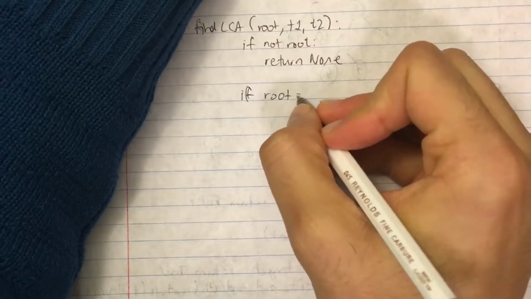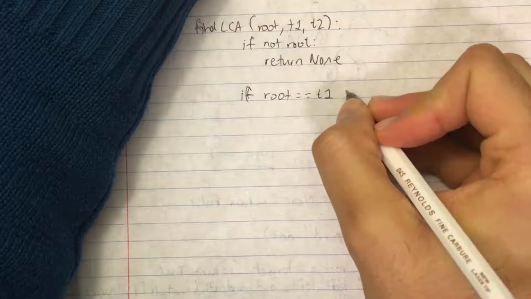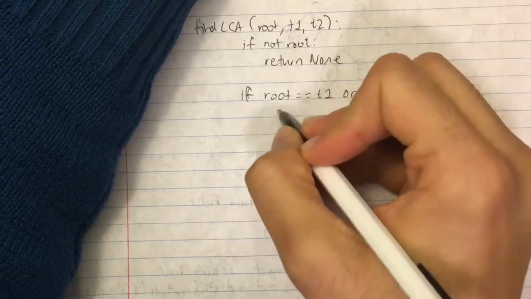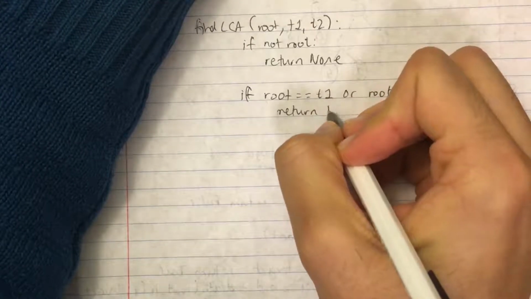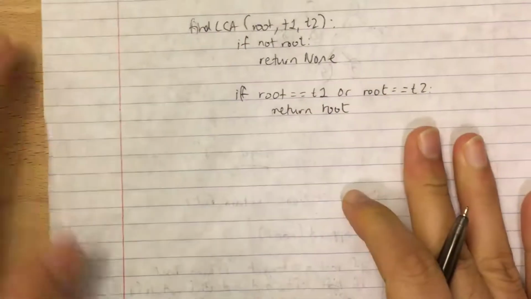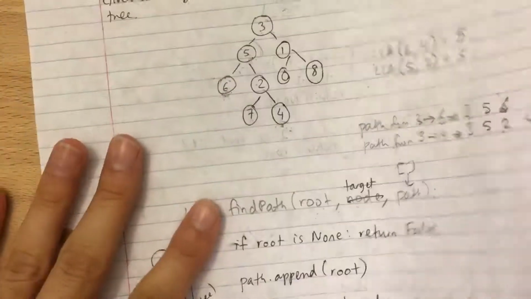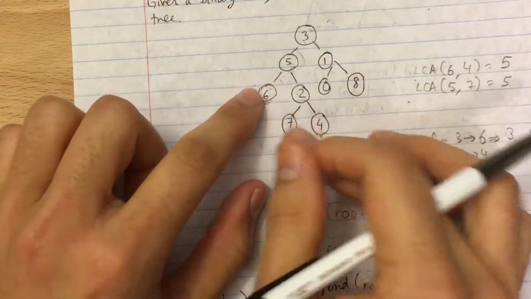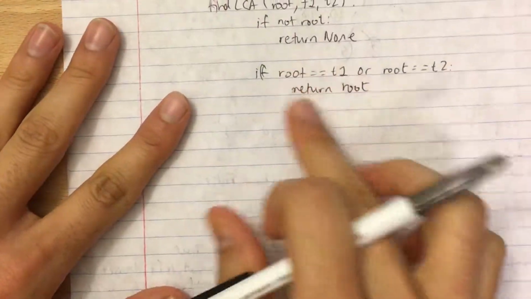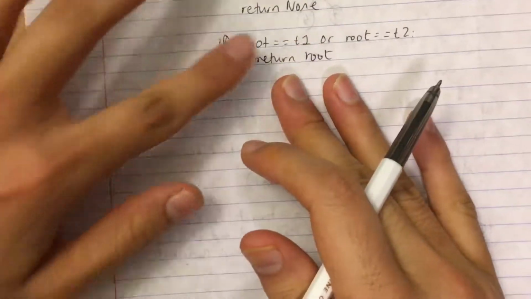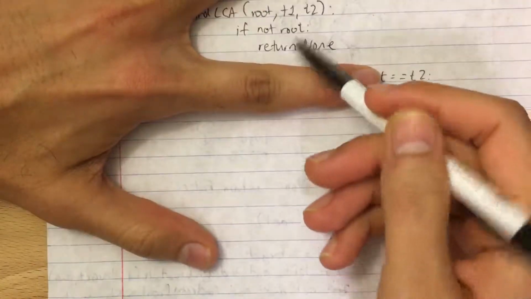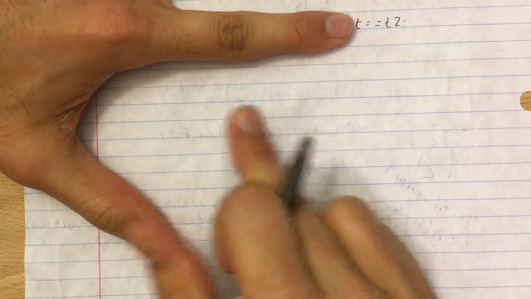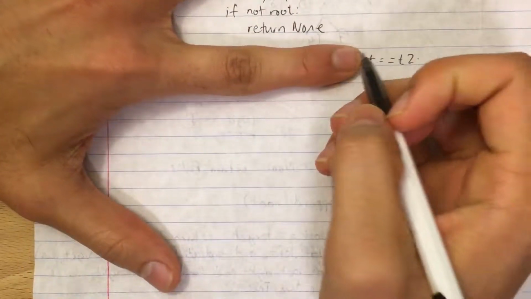If the root is equal to target 1 or the root is equal to target 2, we can return the root, right? Because in this case, as I'm recursing down the line... Actually, let me explain this line after I have done the recursive case. So if not root, return none. Else we have to recurse on the left subtree and recurse on the right subtree.